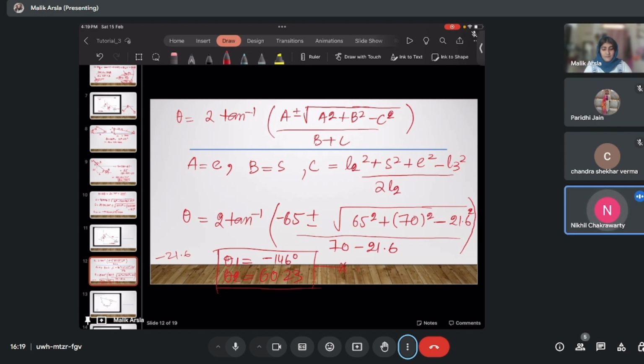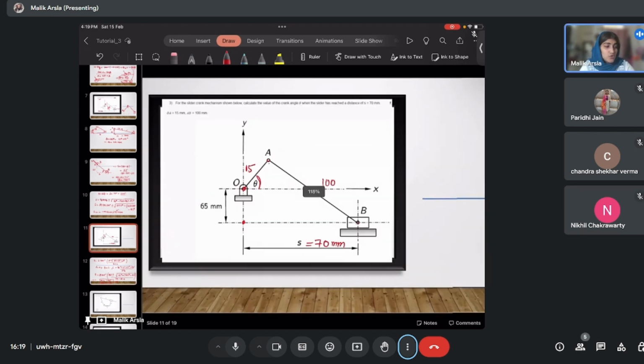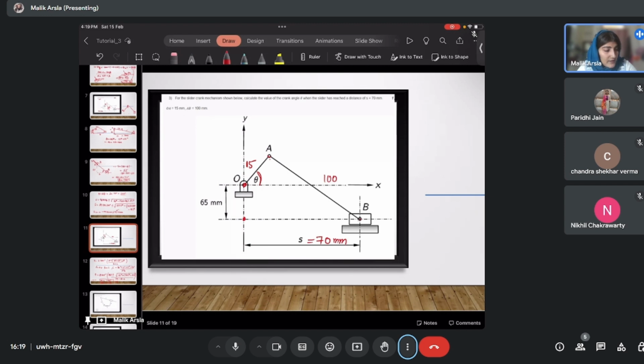Ma'am, why do you take minus 65? See, when we were solving this procedure, we fixed our coordinate system here, then we took the origin here. I was writing the coordinates of this point with respect to this, and the coordinates of this point. Now when you write the coordinates here, this is still in the positive x direction, so s will be positive, but this is in the negative y direction, so you will take minus 65.